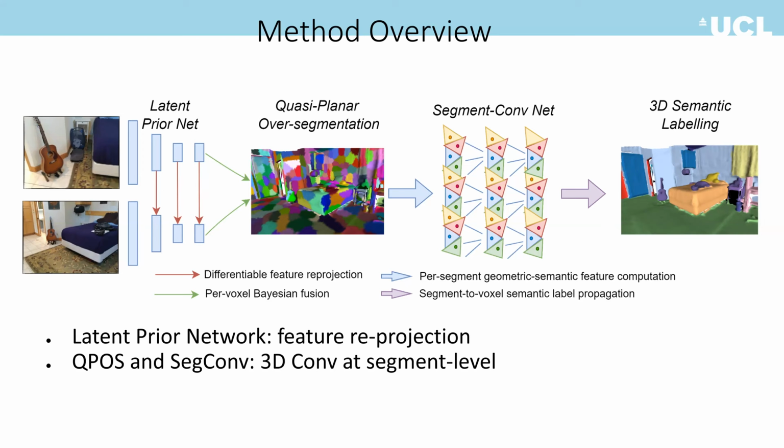And for 3D, to encode 3D information, one naive way is to just apply 3D convolution directly on the dense primitives, whether you are using voxels or point clouds. But doing so is too computationally expensive. Therefore, we decided to leverage what we call a quasi-planar over-segmentation algorithm to first group the raw voxels or raw point clouds into boundary preserving segments. Once we've got those segments, we can effectively reduce the number of primitives from several million to less than 1,000. Then we can apply 3D convolution at the segment level, which is much more efficient.